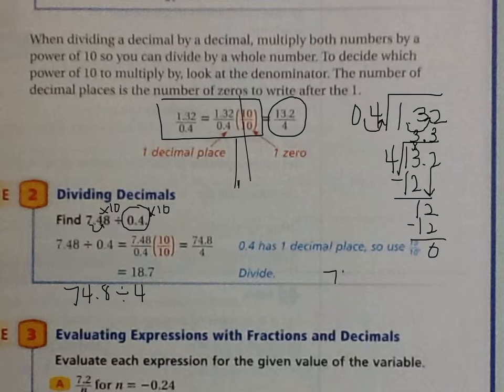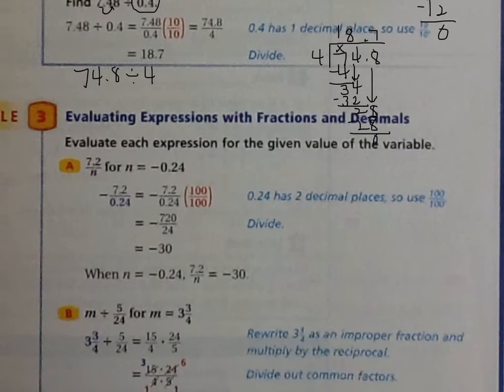Now you can set it up. 74 and 8/10 divided by 4. Place your first digit. It will go into 7. And place your decimal. 4 goes into 7 how many times? Multiply. Subtract. Bring down. Divide. Multiply. Subtract. Bring down. Divide. Multiply. Subtract, and you can't bring down, you're done, because now it came out even. So our final answer is 18 and 7/10. Any questions on that?